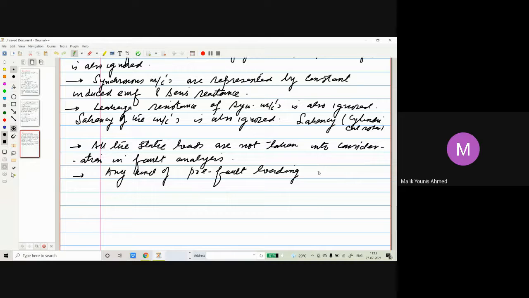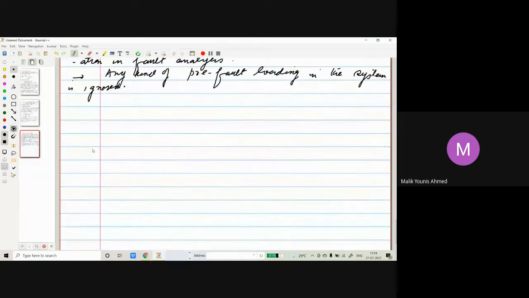In the system, any kind of pre-fault loading in the system is ignored also. Okay. So next is three-phase fault analysis. So this was very simple fault analysis.